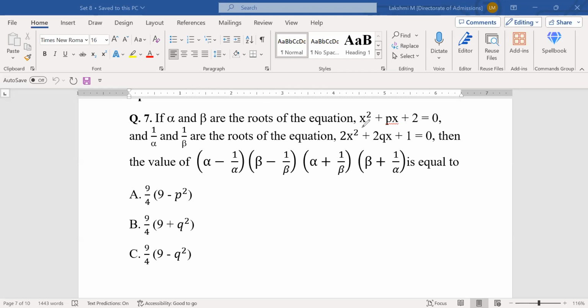Alpha and beta are the roots of this equation, x square plus px plus 2 equal to 0. 1 by alpha and 1 by beta are the roots of this equation, 2x square plus 2qx plus 1 equal to 0. Then the value of (alpha minus 1 by alpha)(beta minus 1 by beta)(alpha plus 1 by beta)(beta plus 1 by alpha) is equal to.